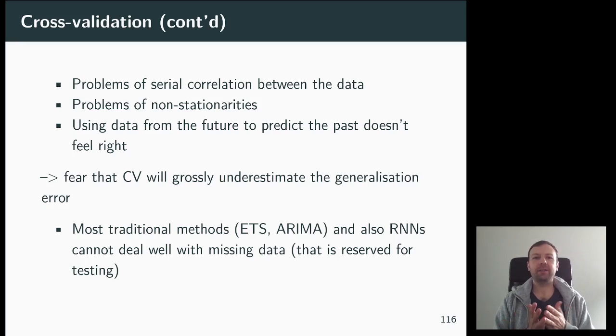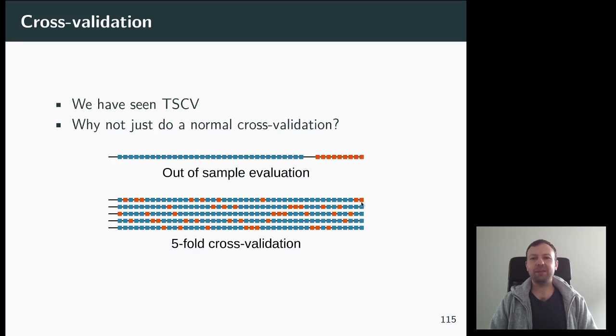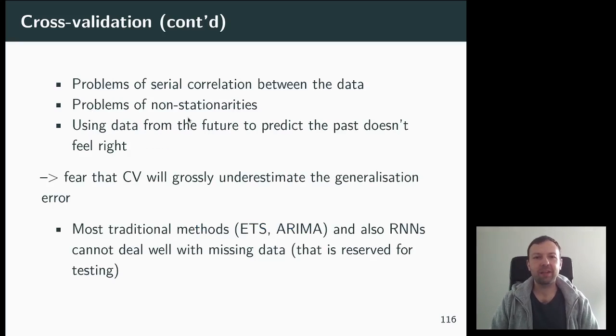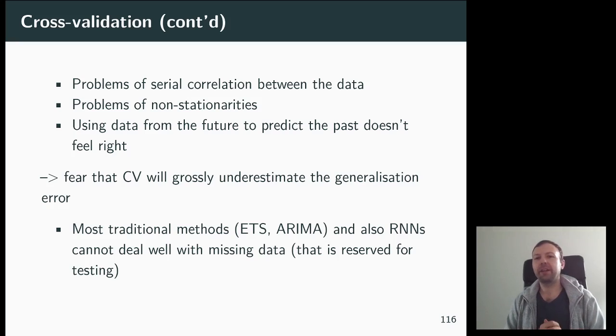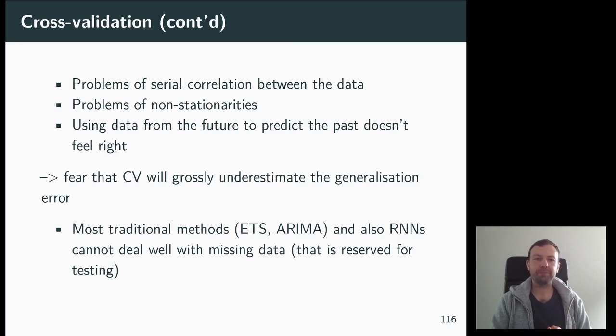So let's say you always pick all the Mondays to be in the test set and you never pick any Sunday, you obviously won't get the full picture, right? And also in this scheme, you effectively have data in your training set that are later than the points in your test set. So you're effectively training on the future and then predicting the past. It just doesn't feel like a good idea to do this type of cross-validation. So there is this fear that cross-validation will grossly underestimate the generalization error if you do that.